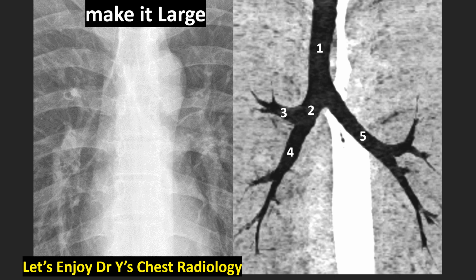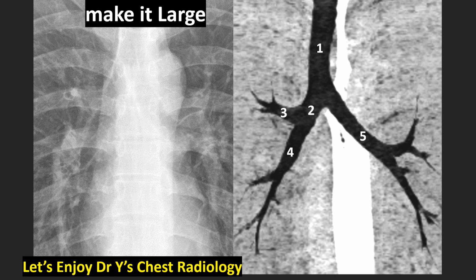Number 1 is trachea. Number 2 is right main bronchus. Please focus on the left side normal chest radiograph. Number 3 represents right upper lobe bronchus. Number 4, right bronchus intermedius. It divides into right middle lobe and right lower lobe bronchus. You see the normal large airway on the chest radiograph on the left side.